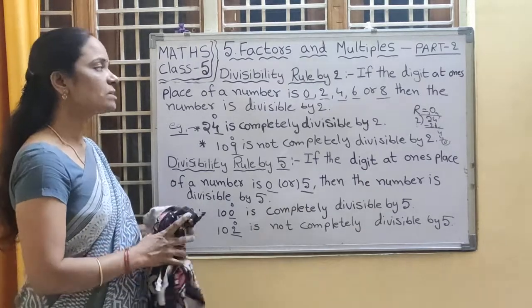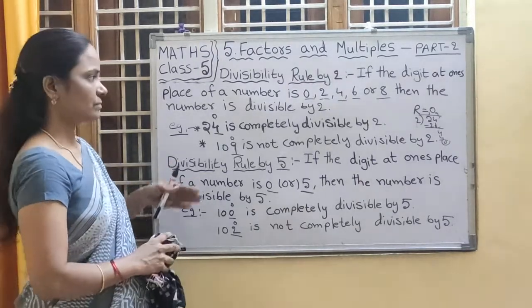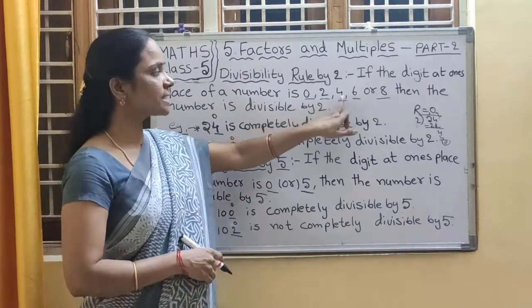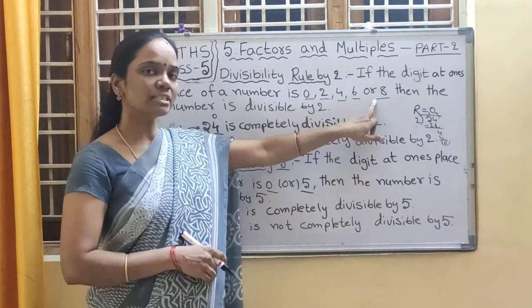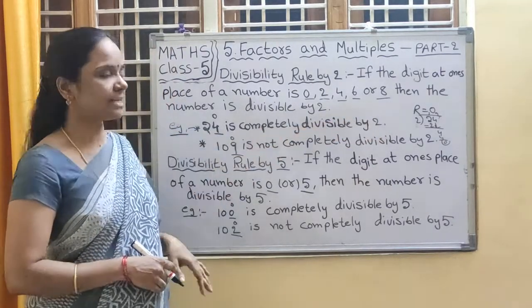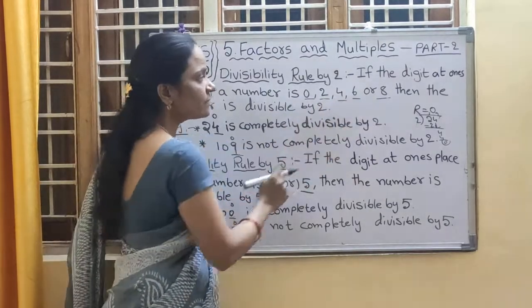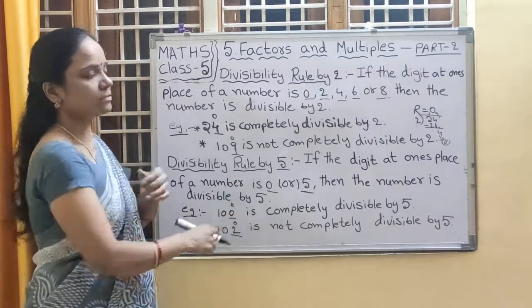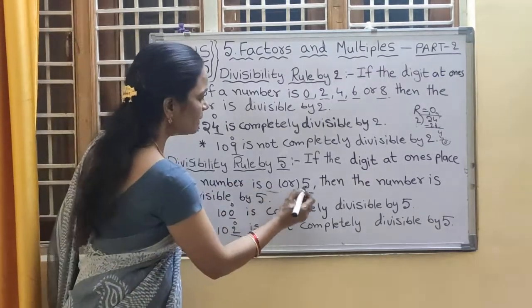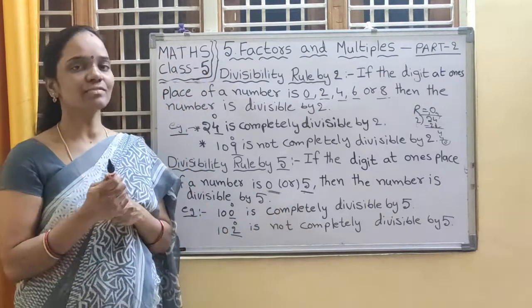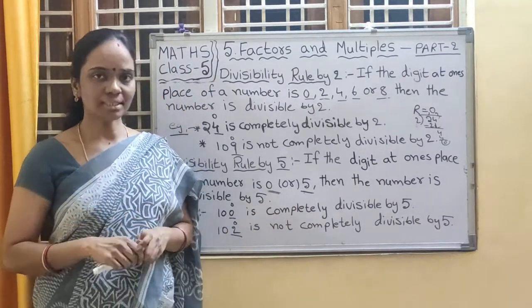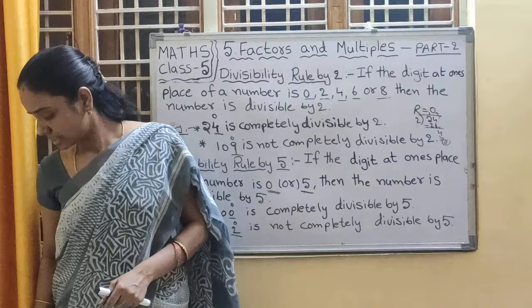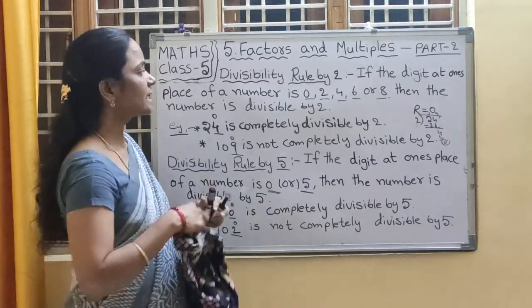Next, divisibility rule by 10. Note it down, divisibility rule by 2, divisibility rule by 5. Divisibility rule by 2 means we have to check the ones place digit of that given number. If it is 0, 2, 4, 6 or 8, we can say that the given number is completely divisible by 2. Coming to the rule by 5, if the ones place digit is 0 or 5, we can say that the given number is completely divisible by 5. Okay, children? Completely means remainder is 0. Note it down. Next, divisibility rule by 10.